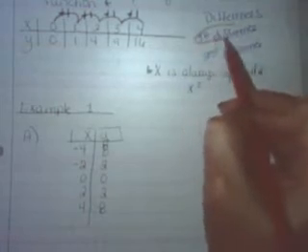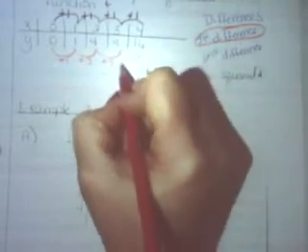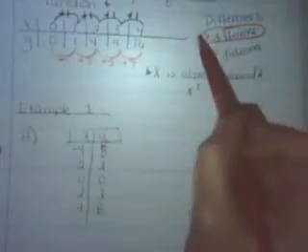Okay, I'm going to color code mine. First difference I'm going to do in red. Okay, so let's look at the difference in y's. From 0 to 1, I increased by 1. From 1 to 4, I increased by 3. 4 to 9, I increased by 5. 9 to 16, I increased by 7. That's your first difference.